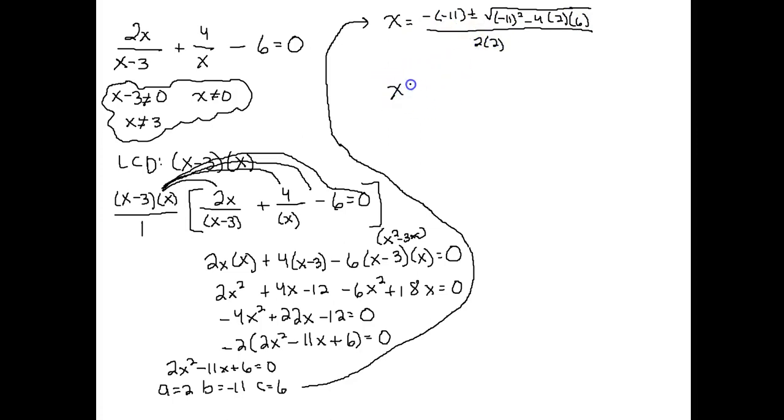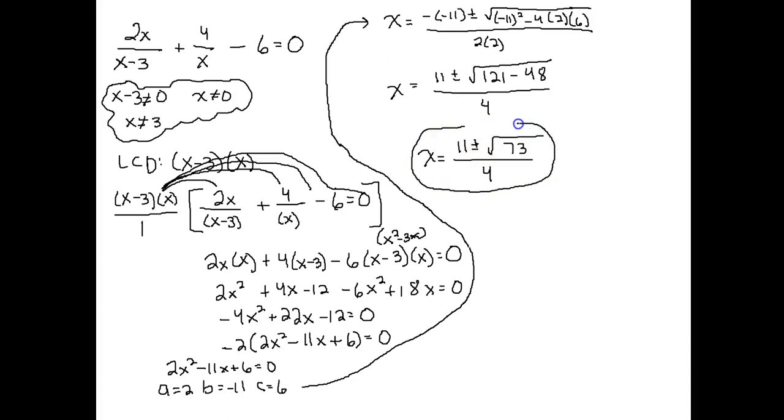Alright, so x equals 11 plus or minus the square root of 121 minus 4 times 2 is 8, 8 times 6 is 48, all over 4. So x equals 11 plus or minus the square root of 73, all over 4. Those numbers, 11 plus the square root of 73 over 4 and 11 minus the square root of 73 over 4, neither one of those is 0 or 3. So we're safe. These two solutions are safe.